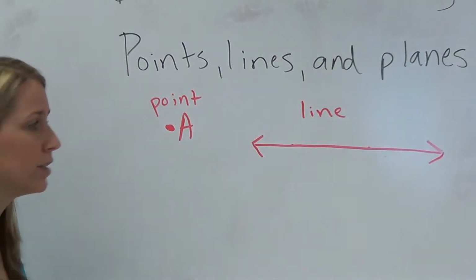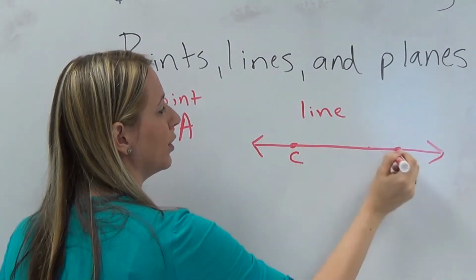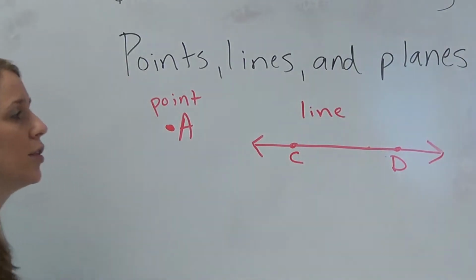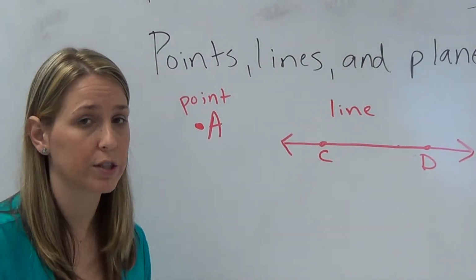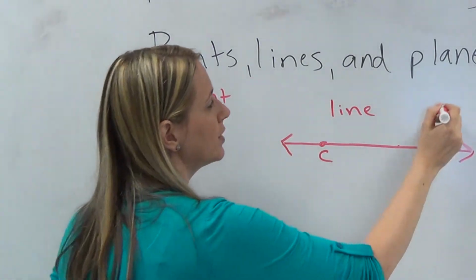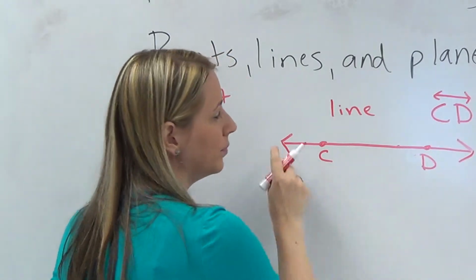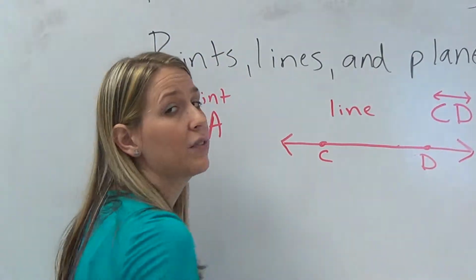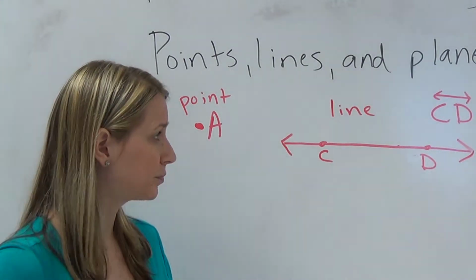So for a line, there's a couple of different ways we can name a line. If you have points on the line, let's say I have a point here and a point here, and those two points are called C and D. The way we name a line is we use those two points and then we put a symbol on top. So let's say this line would be CD, and then you would put the line symbol on top. It has to have the arrows to be a line, because if you don't, it's a line segment, and we'll get into that later.